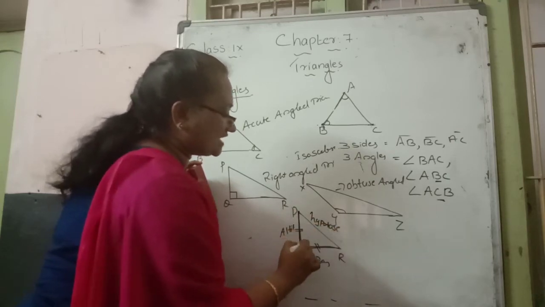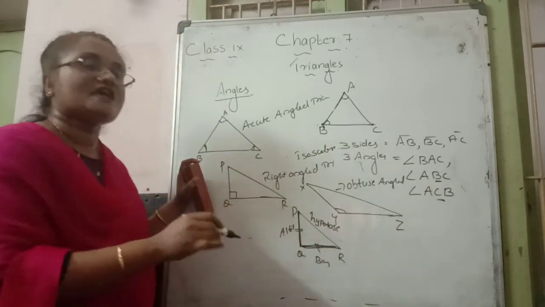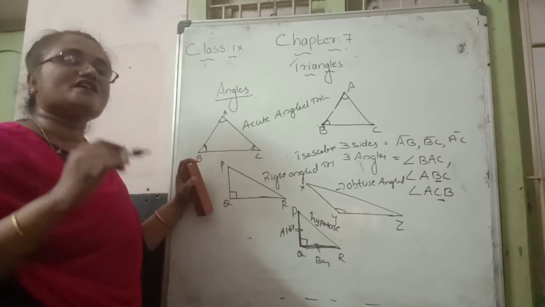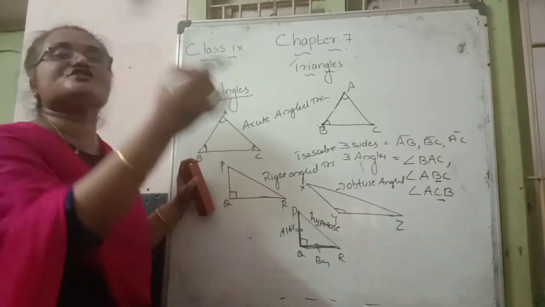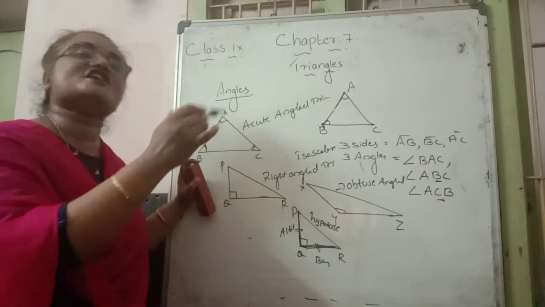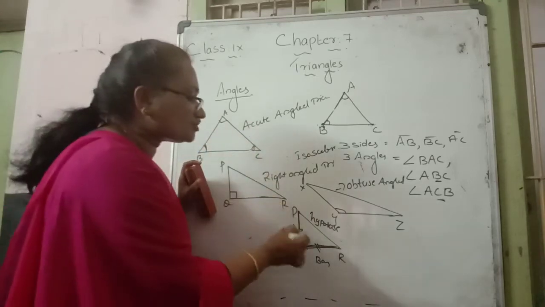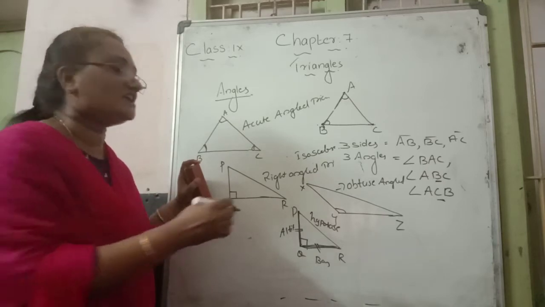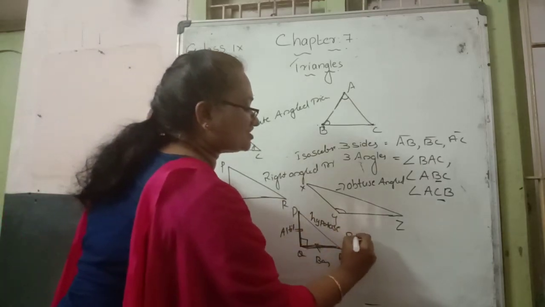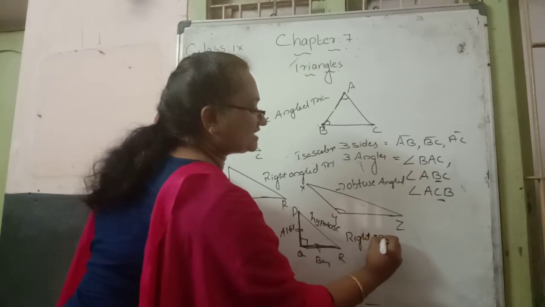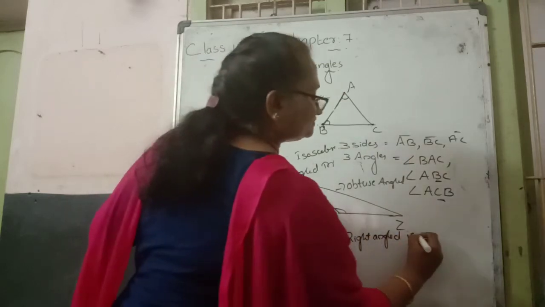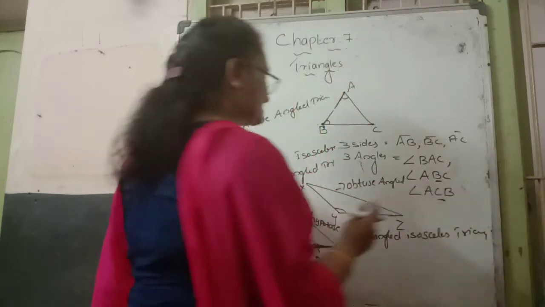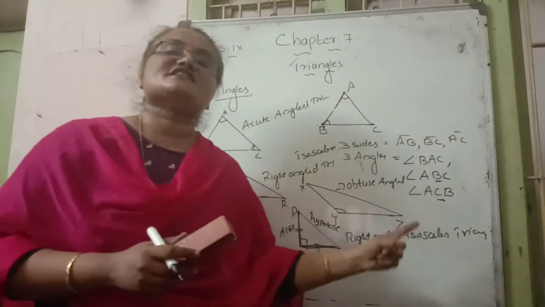Here PQ and QR are equal and they make a 90 degree angle. Such a type of triangle we call a right angled isosceles triangle. Isosceles specialty: any two sides are equal. So here which two sides are equal? Altitude and base sides are equal. That's why this triangle is named a right angled isosceles triangle.